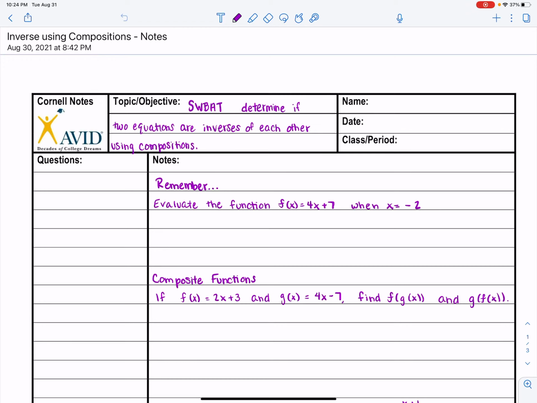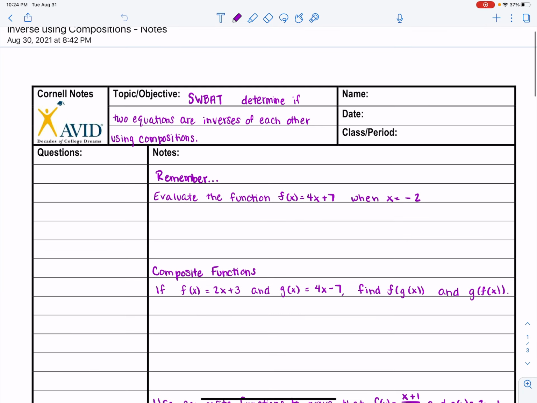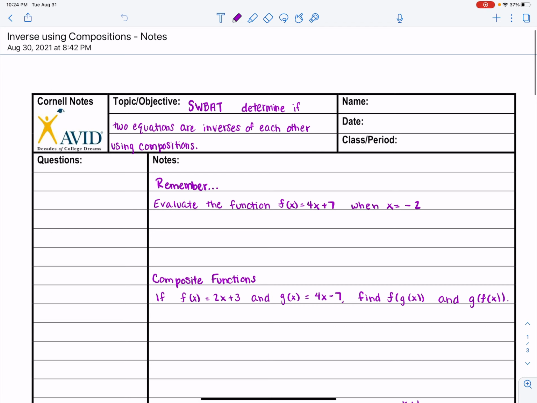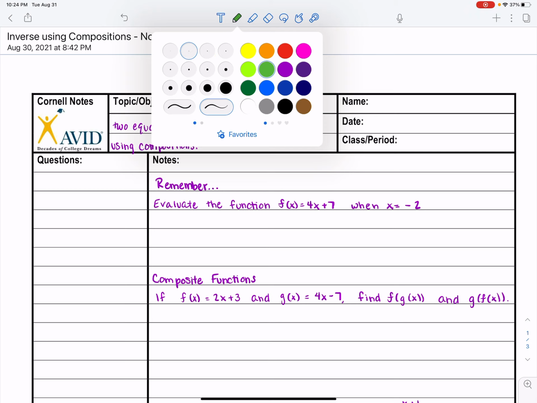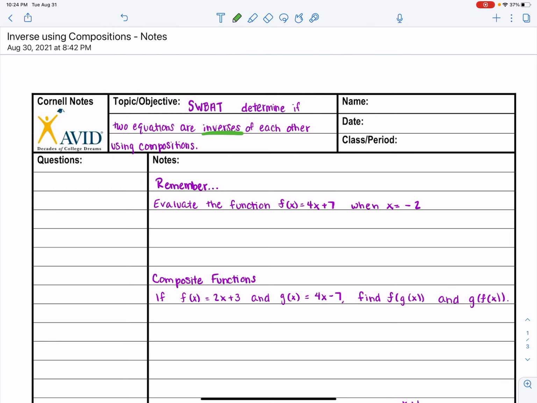So today, the student will be able to determine if two equations are inverses of each other using compositions. So we have been talking about inverse functions, and you're going to determine if things are inverse again today, but we're not going to use their graphs, and we're not going to use their tables, or we're not going to use the equation like we had before. But before I can tell you how to use compositions to do that, we need to remember a couple of things that you should already know.